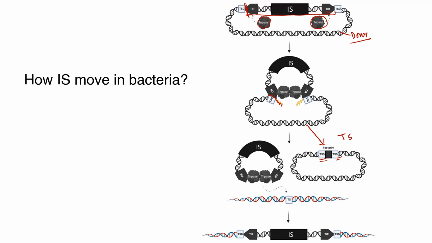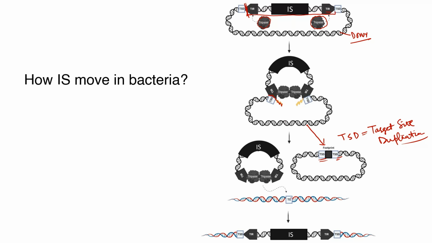TSDs means target site duplications. What does it mean? It means that the transposable element was present here and then it has been excised. Then it has been excised and that transposable element has moved to a different place. Now, one is this transposase enzyme excises this insertional sequence at that inverted repeats.